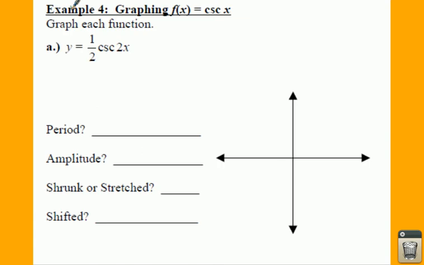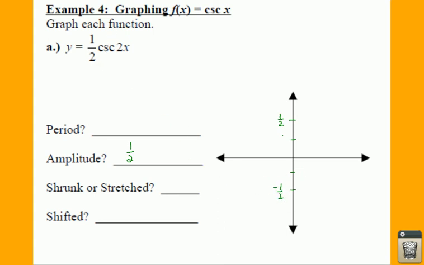Here we're going to graph a cosecant function, and our amplitude is going to end up being 1/2. So we're only going to need to go up to 1/2. I'm going to go down to negative 1/2.